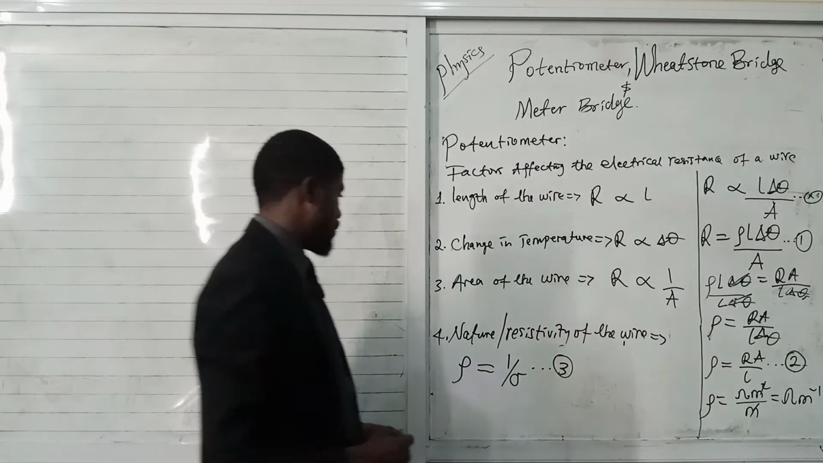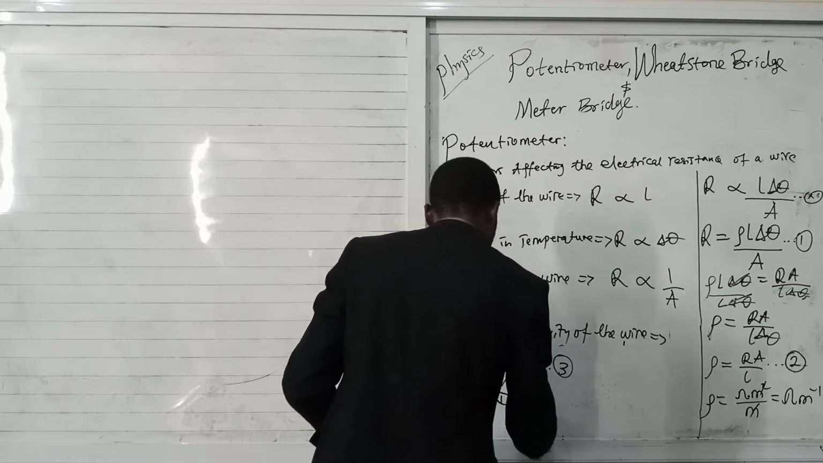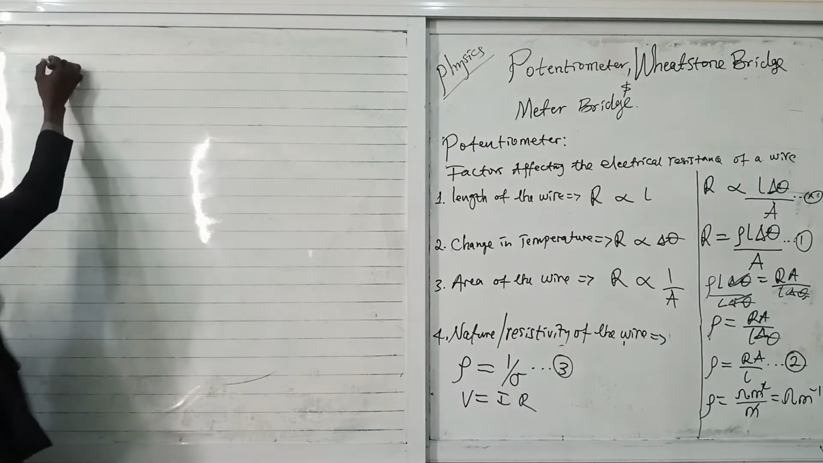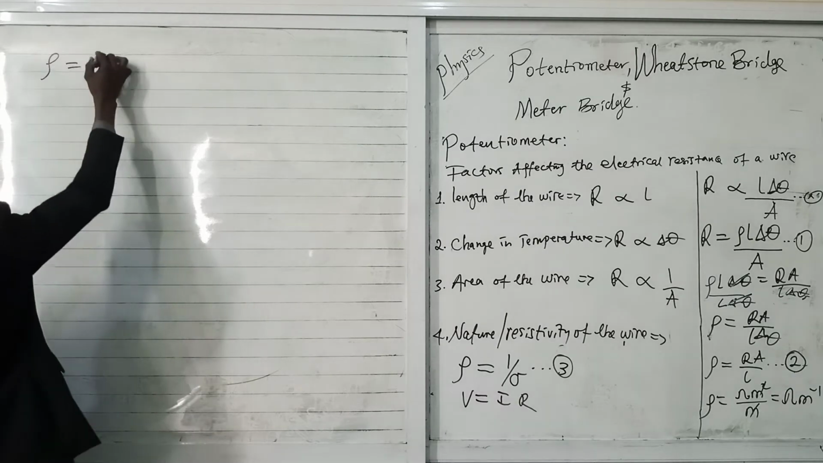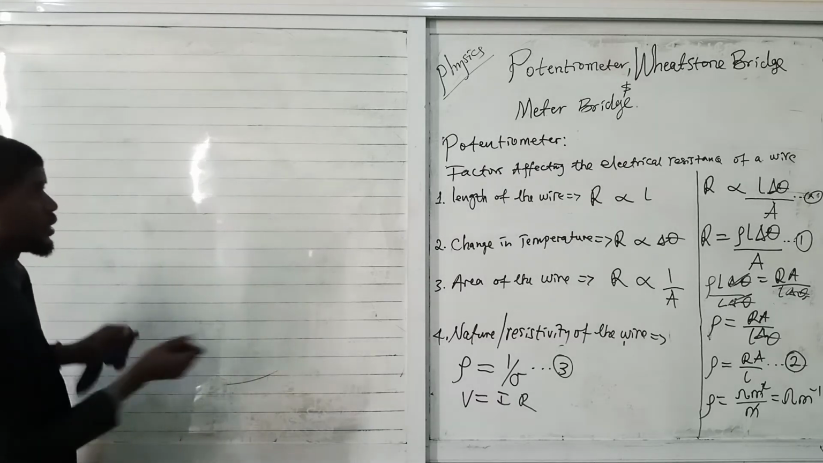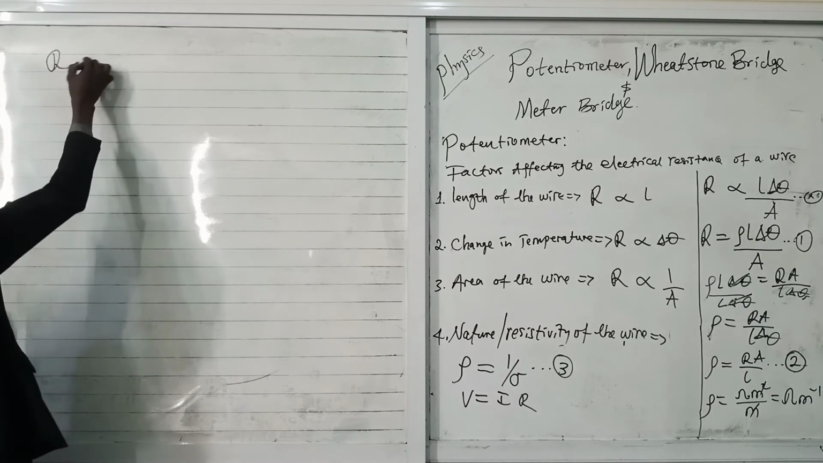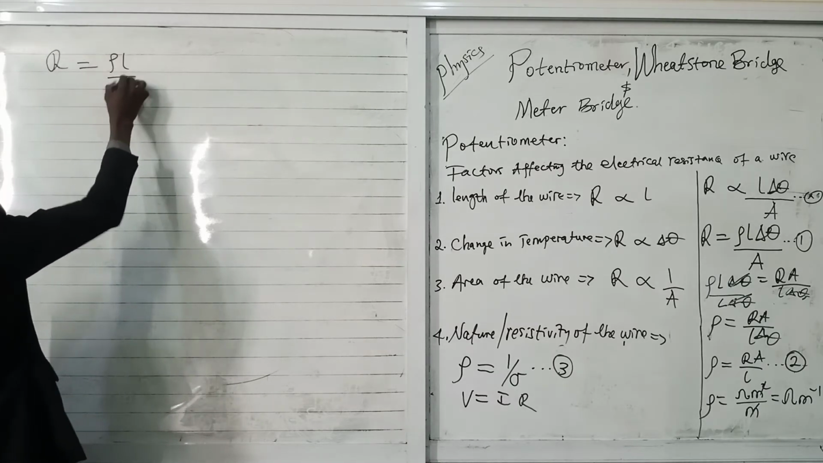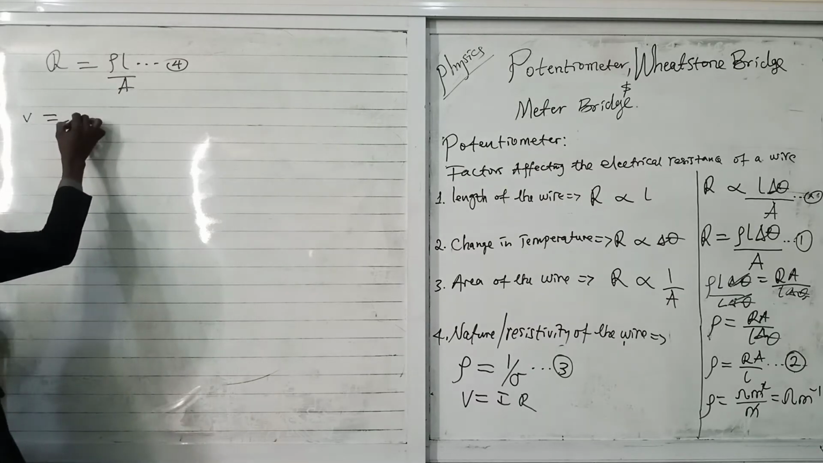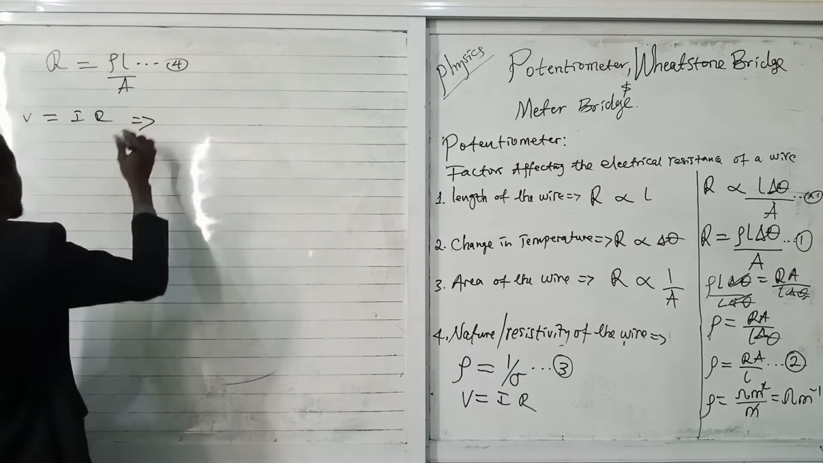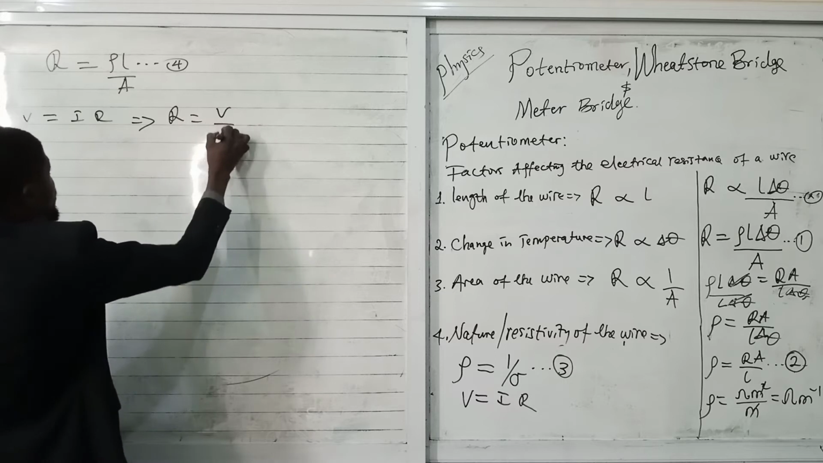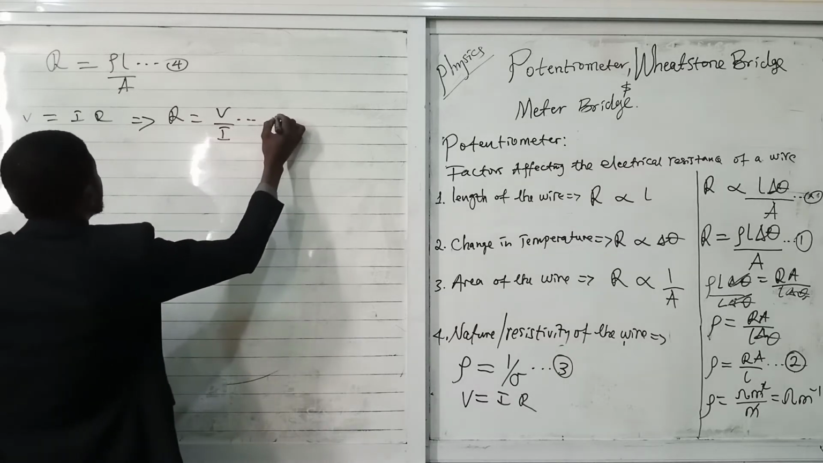Now, if we introduce Ohm's law here, we know that V is equal to IR. Let's rewrite it this way. Let's write R equals rho L all over A. You can call this equation number 4. We know that V is equal to IR, and if we make R the subject of the formula, R is equal to V all over I. We can call this equation number 5.